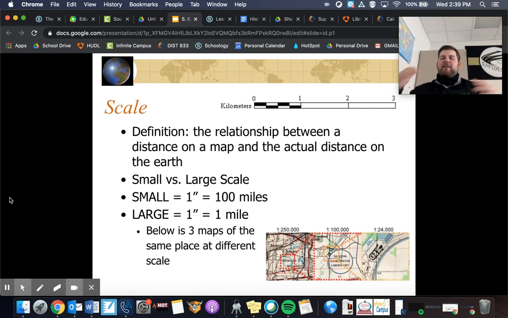You can't have a map that big. The United States is 3,000 some odd miles long from coast to coast. It might actually be more like 5,000, I'm not sure. But you can't make a map that is that big, right?